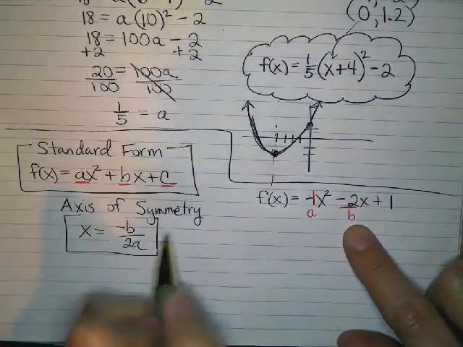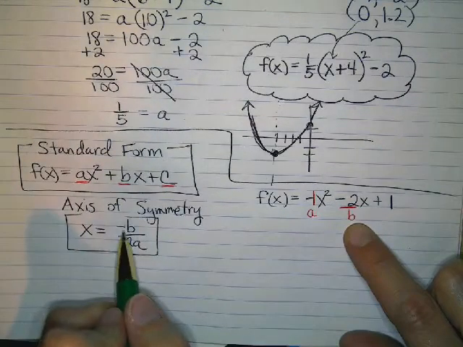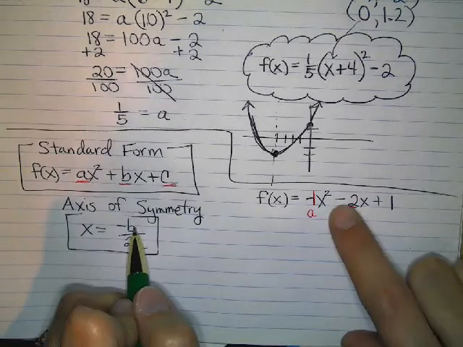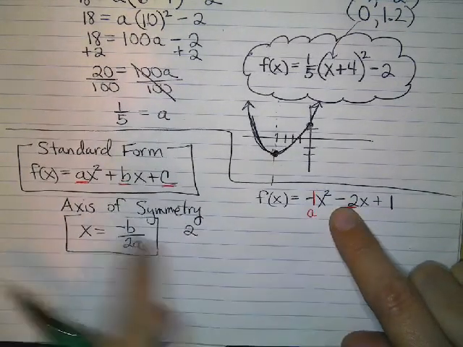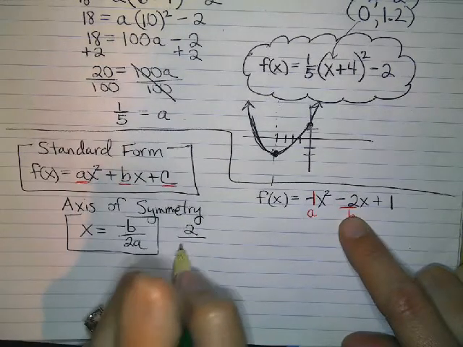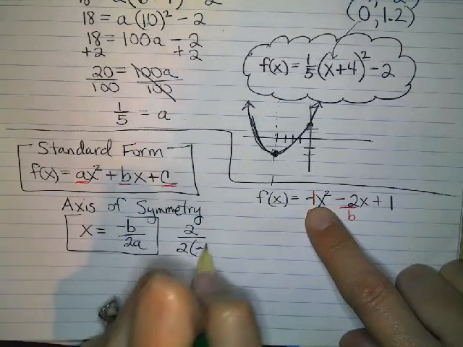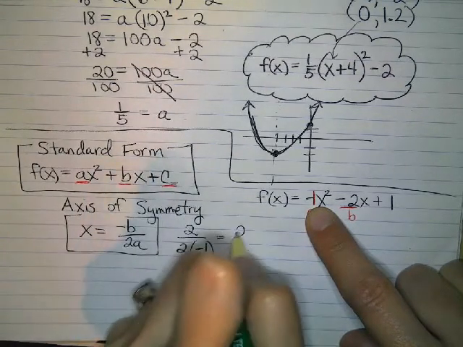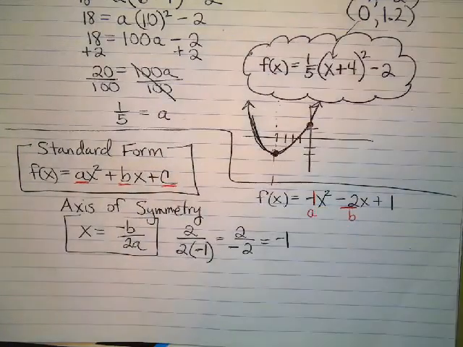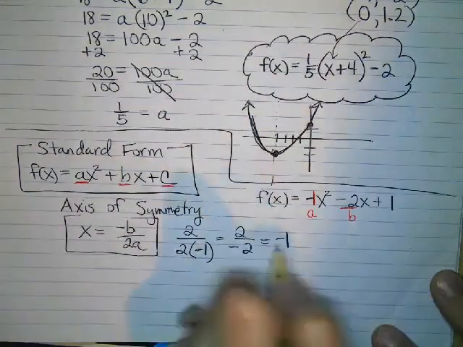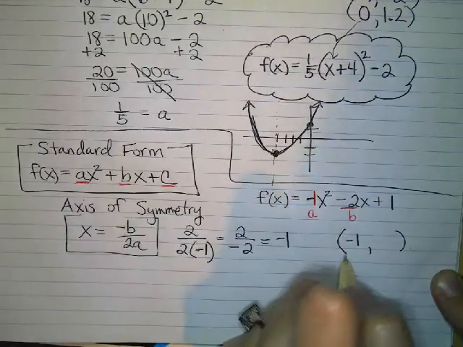Okay, so the formula is negative b. This b number's already negative 2, and then it says do negative b. That's like opposite of b. So you just switch the sign to positive 2. You know, like two negatives make a positive. Positive 2 over 2 times a. Well, a is this negative 1 number right here. Okay, so it's 2 divided by negative 2. That's negative 1. All right, so that negative 1 number is the first number of the vertex.